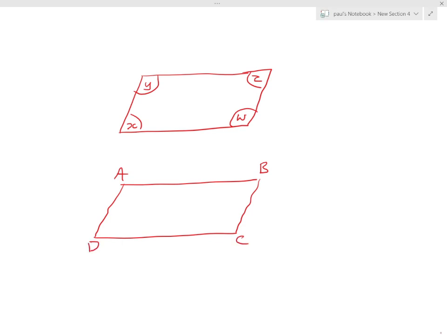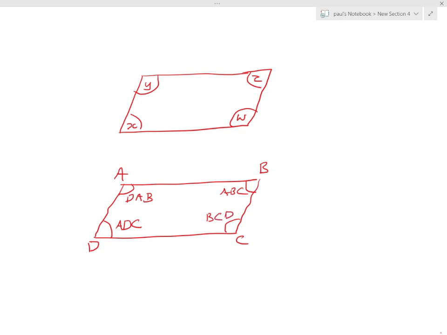Now, this angle up the top, start with X. This one down here, if we're only looking at the corners, D is in the middle. So this one is called A, D, C. You see, it's D, which is in the middle of A and C. This one up here is going to be D, A, B. This one will be A, B, C, and this one will be B, C, D.